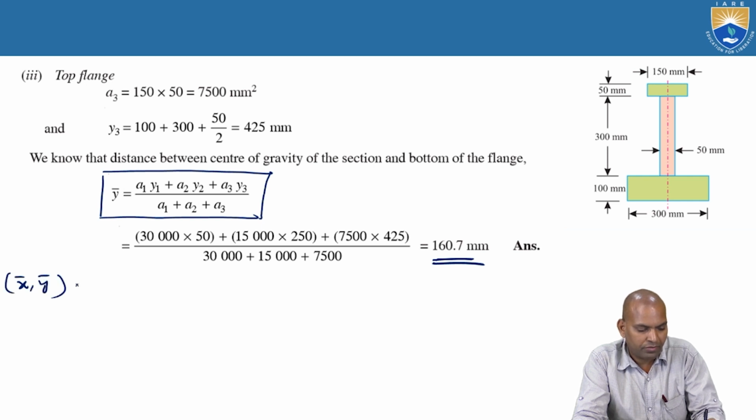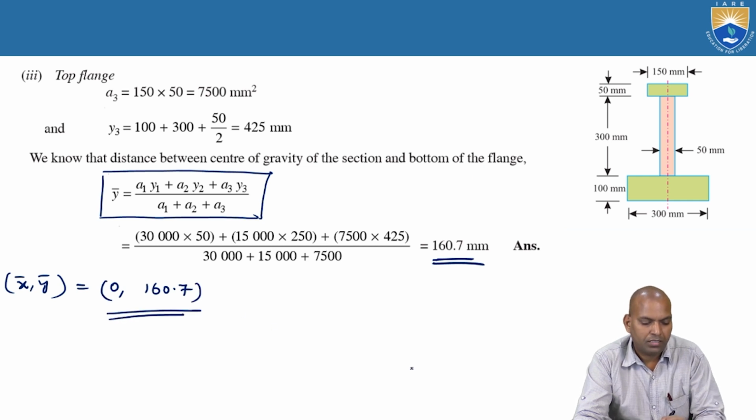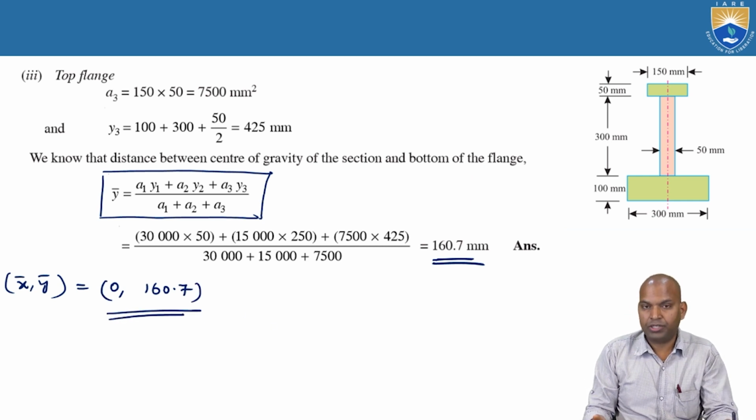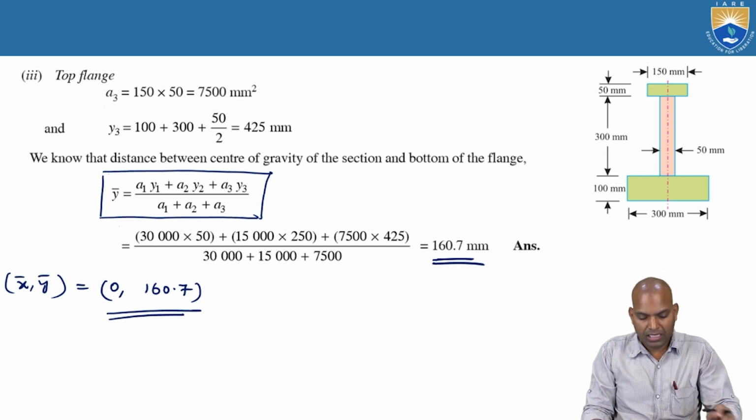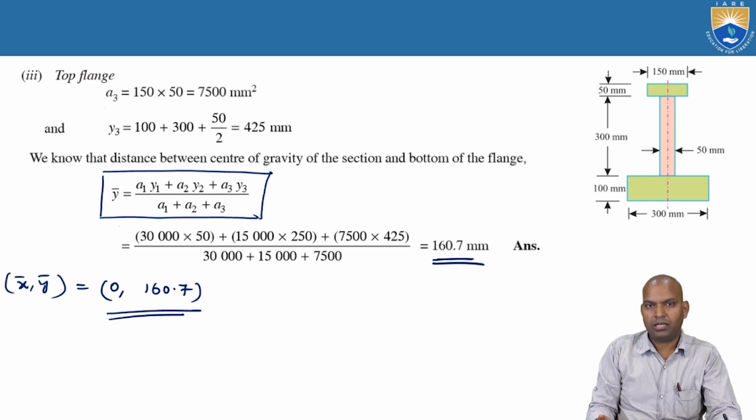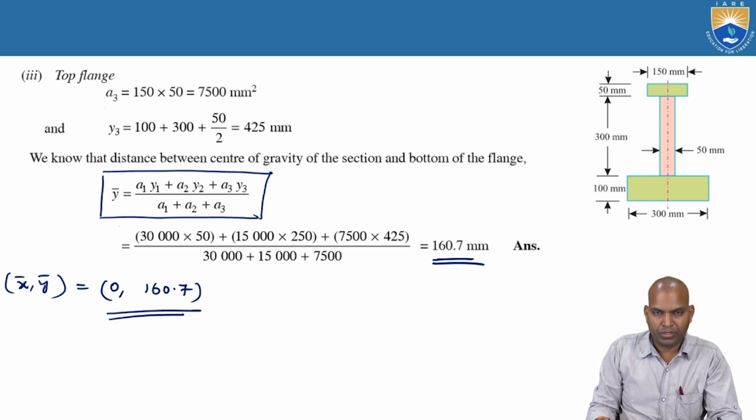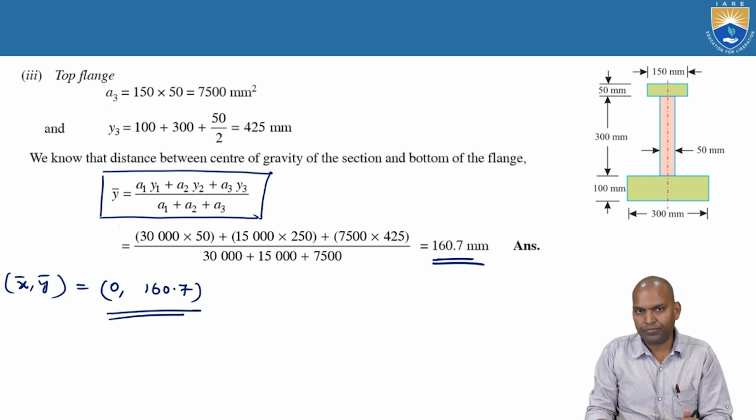So x bar is 0 and y bar is 160.7 millimeters. This is the centroid location of this I section. Here, the I section has a single line of symmetry. This is symmetrical about the vertical axis, so bar x equals 0.